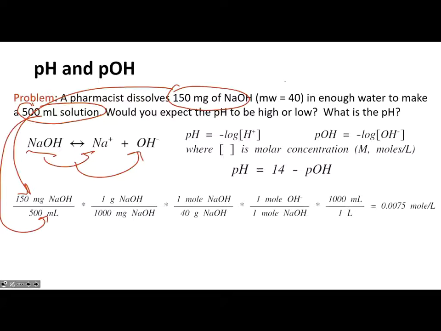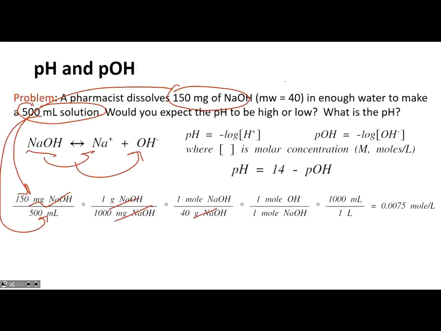The first thing I did was convert from milligrams of sodium hydroxide to grams by multiplying by 1 gram over 1,000 milligrams. Then I convert from the weight of the sodium hydroxide to the number of moles. You all know this, right? How do you convert from grams to moles? Molecular weight. The molecular weight in grams is equal to 1 mole. Therefore, I multiply by 1 mole over 40 grams. Since that's the molecular weight, my grams cancel. I'm now in moles of sodium hydroxide.